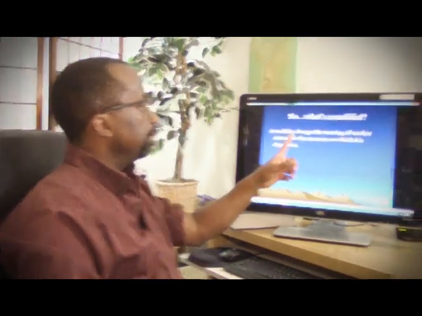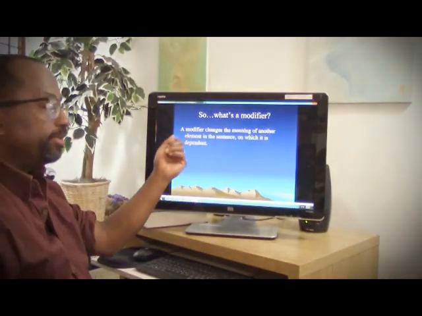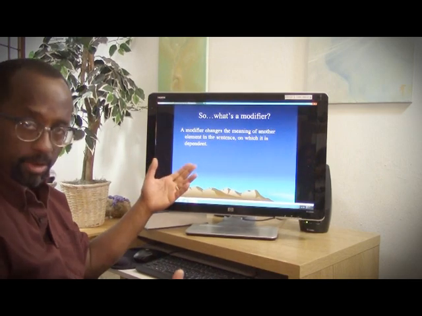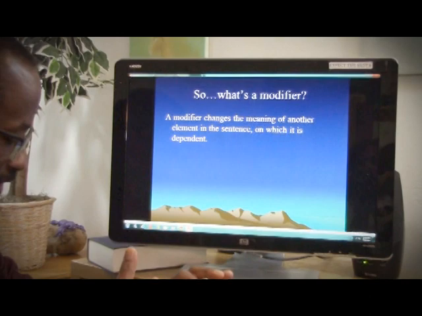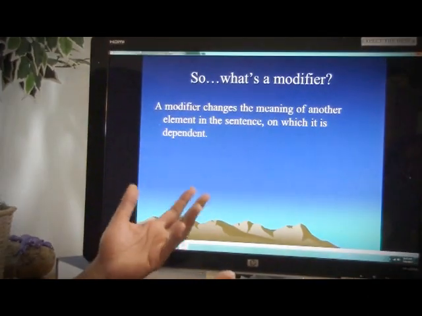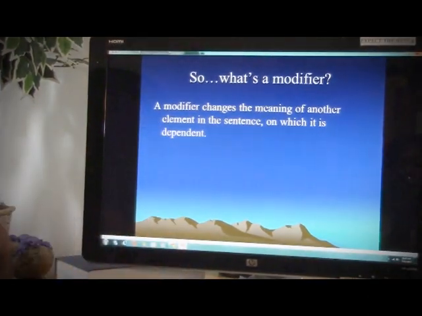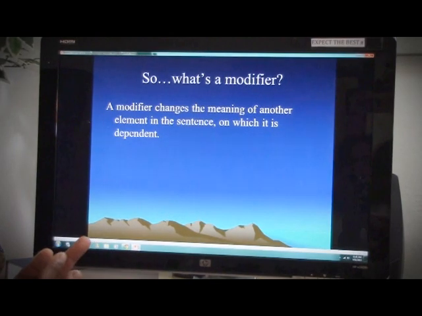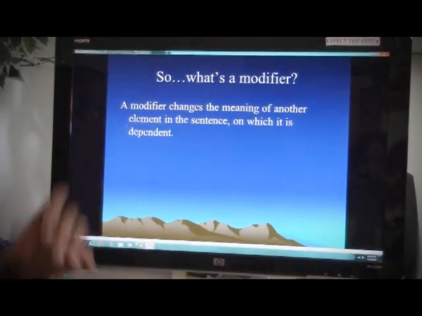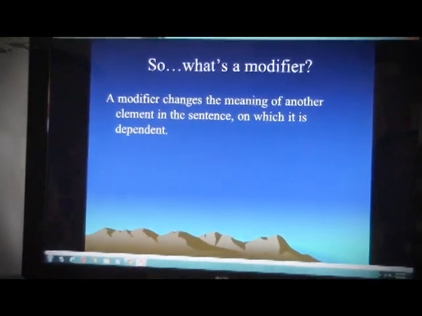And modifiers in English grammar, basically adjectives and adverbs, and a lot more to go along with it. What's a modifier? A modifier changes the meaning of another element of the sentence, usually a noun or a verb, on which it is dependent. So for instance, right now I'm wearing a maroon shirt. So maroon is the adjective or the modifier, and it describes this shirt. Without the shirt, the modifier would be basically meaningless. So that's why it's dependent upon that element, and the element is the shirt.